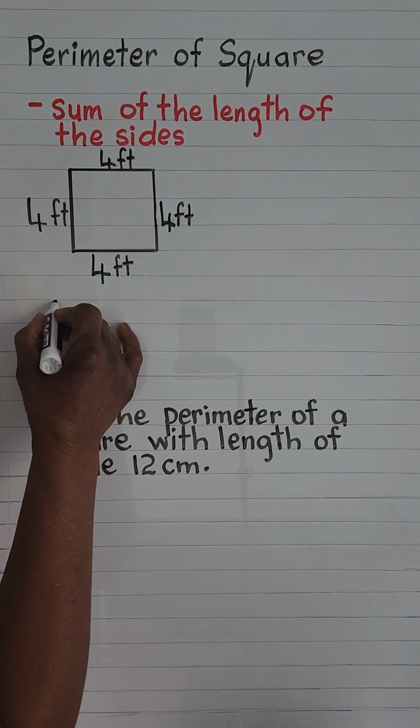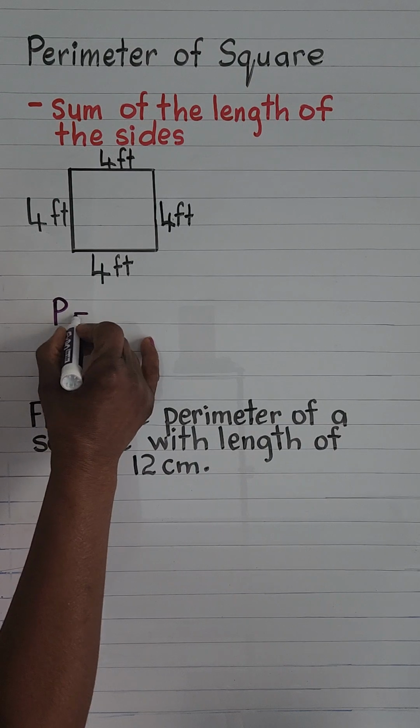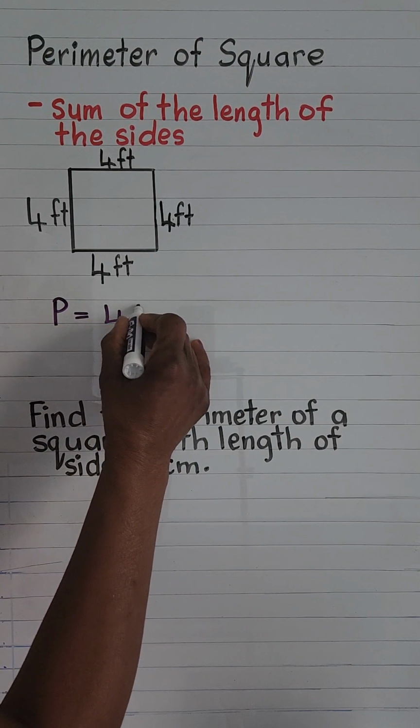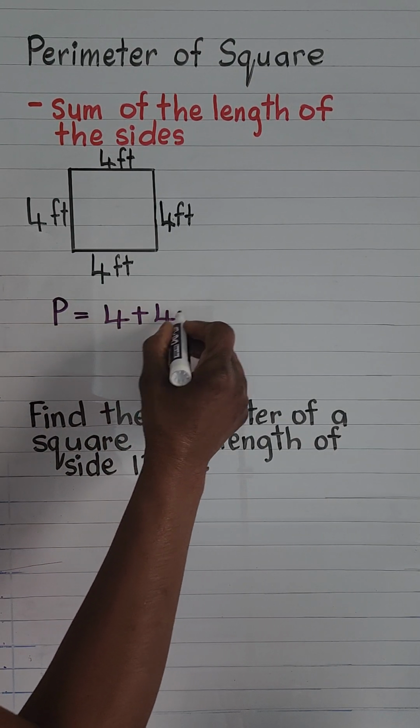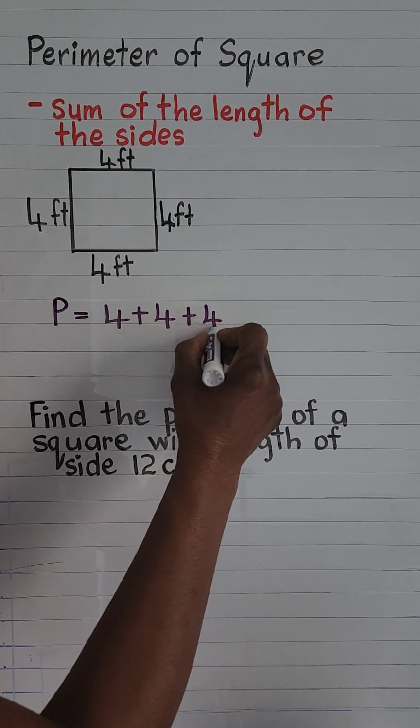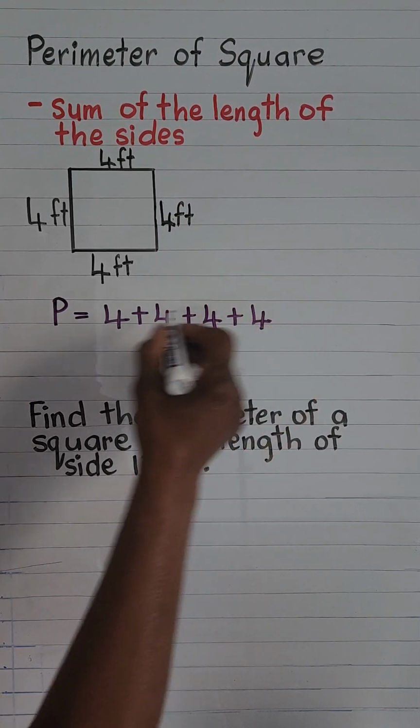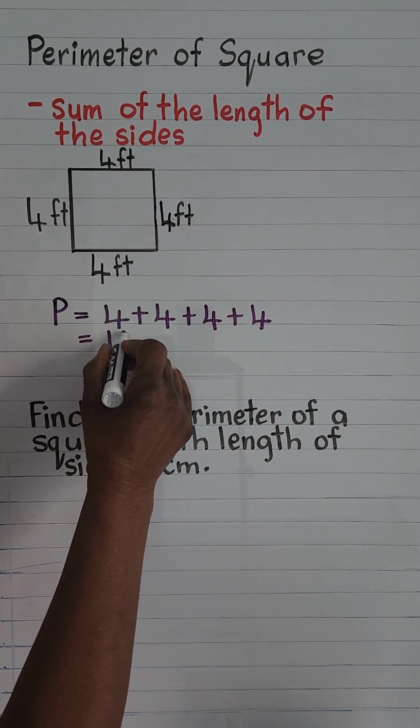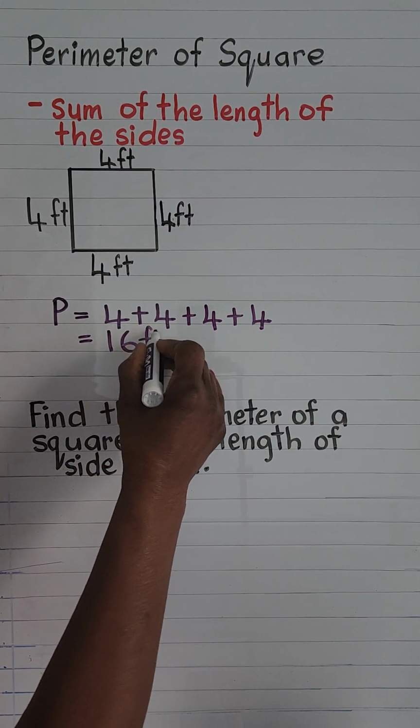So P equals 4 plus 4 plus 4 plus 4, and that is equal to 16 feet.